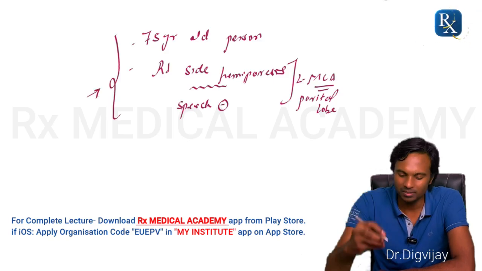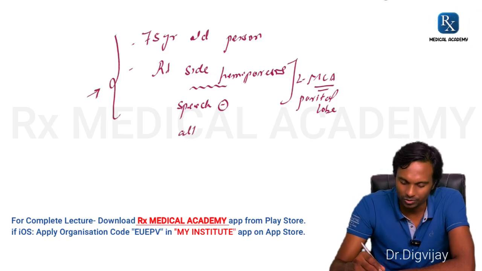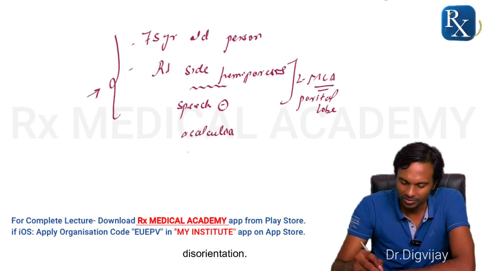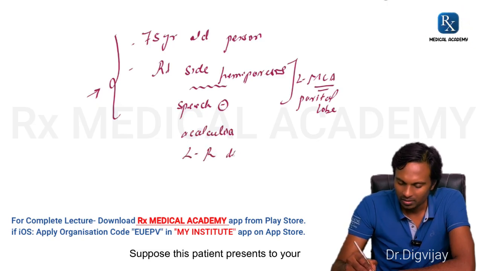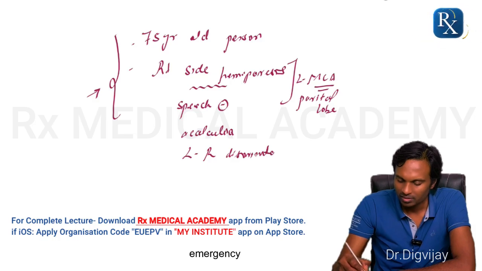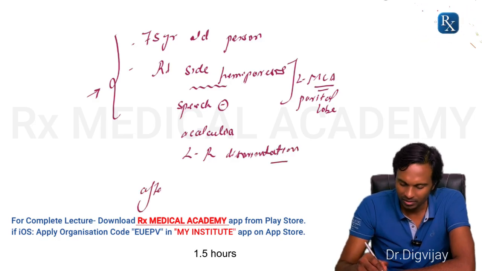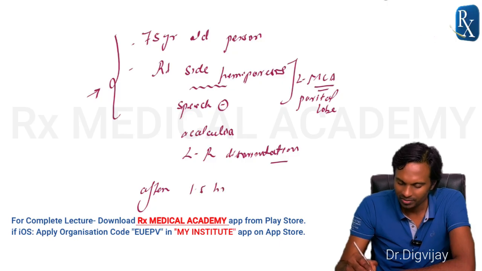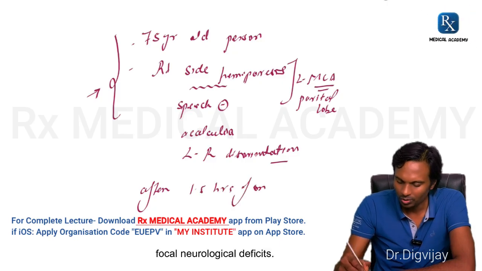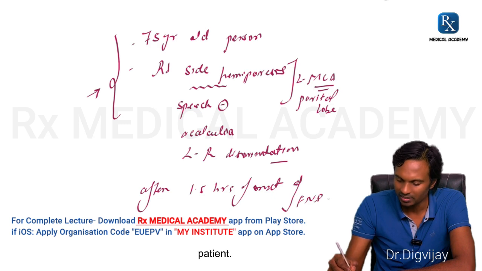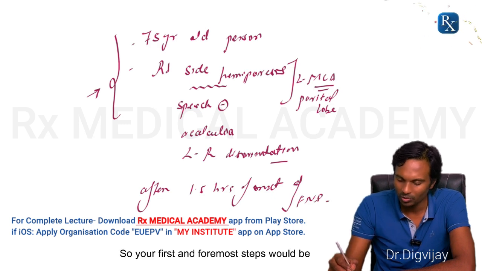Along with this person might also have features of acalculia, right? Along with the features of left right disorientation. Suppose this patient presents to your emergency after 1.5 hours of onset of focal neurological deficits. Now you have to manage this particular patient.